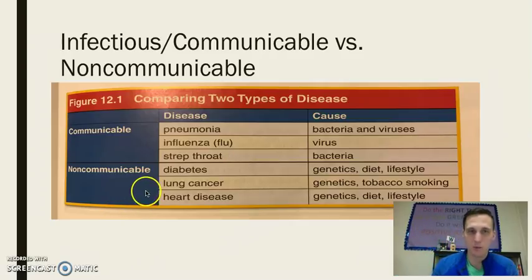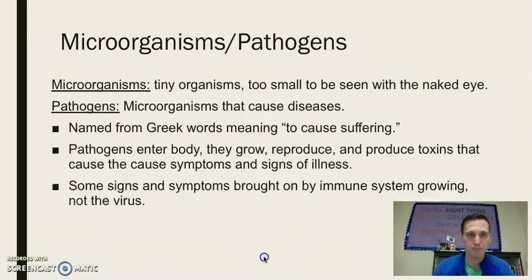Non-infectious diseases or non-communicable are going to be things like diabetes, lung cancer, heart disease. So these are diseases, but they're not contagious. They're not going to be transmitted from one person to another. They're things caused by genetics, your diet, your lifestyle. Do you have other risk factors that you bring on yourself, like smoking tobacco, vaping? Those types of things that you do in your lifestyle, or are just genetically predisposed to. But that's the difference. Infectious, pass from one person to another. Non-communicable, they're not going to pass.